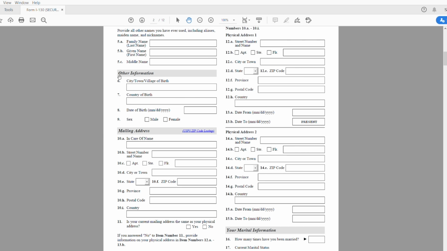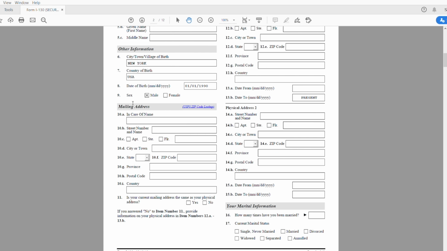Other information, number 6. This is where you would enter the petitioner's date of birth, place of birth, and gender. We will say that our petitioner was born in New York in the USA. For purposes of this example, the petitioner's date of birth is January 1st, 1990, and he is a male.